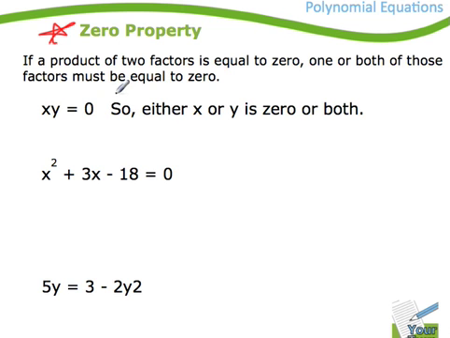The rule is called the zero property. And the zero property states that if a product of two factors is equal to 0, one of these things has got to be equal to 0. So if I have x times y is equal to 0, there's no way I could have something like a half times a quarter, that's not going to be equal to 0. Either x or y or both have to equal 0. So one of them is 0.